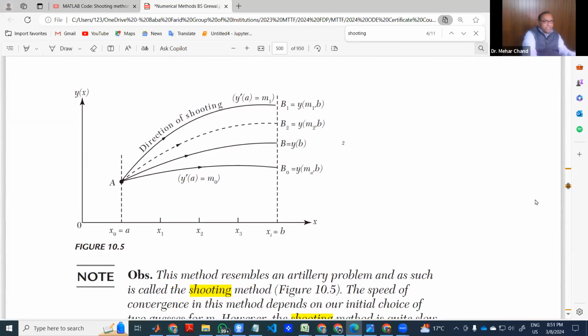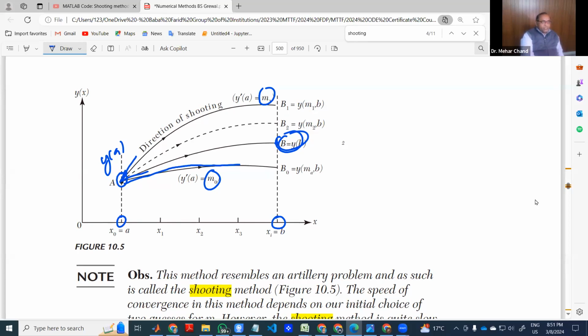Come to this point, see in this diagram. Here you can easily see this is the point B, this is the point A. This value is given to us, which is y(a), and at this place, this is the exact value, y(b). So this is our desired value. Initially, we will choose two values of m, here m0 and m1. So at this place, the slope is in this direction or in this direction.